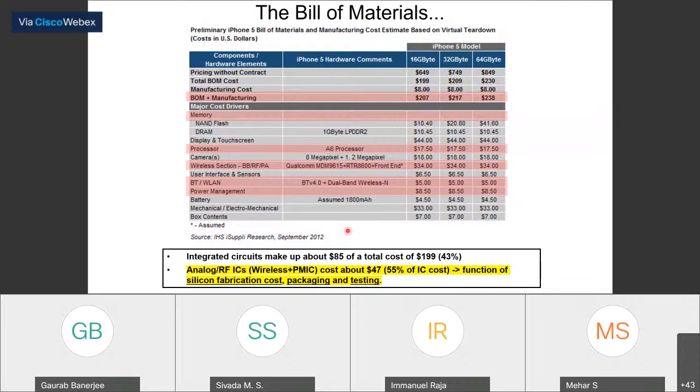And if you look at analog and RFICs, out of that $85 semiconductor cost, about 55% of the IC cost was taken up by analog and RF. And this is very important: everybody thinks that most of the price of a semiconductor chip is made up of the silicon fabrication cost. But that's not true. Nothing could be further from the truth.